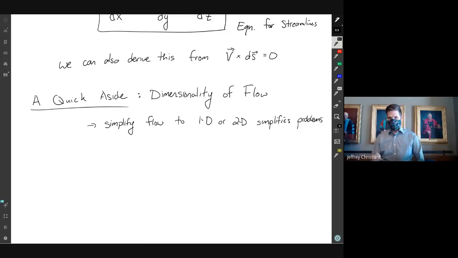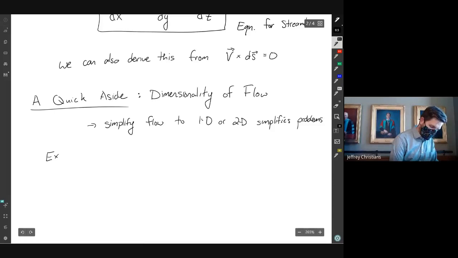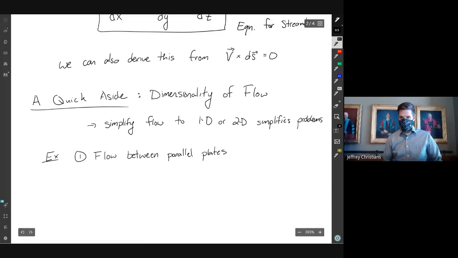it makes our lives easier. So it's a useful thing. I think it's easiest to see with some examples. So this would be a flow that we'll use quite a bit, because it's a flow that does come up quite often in real life.